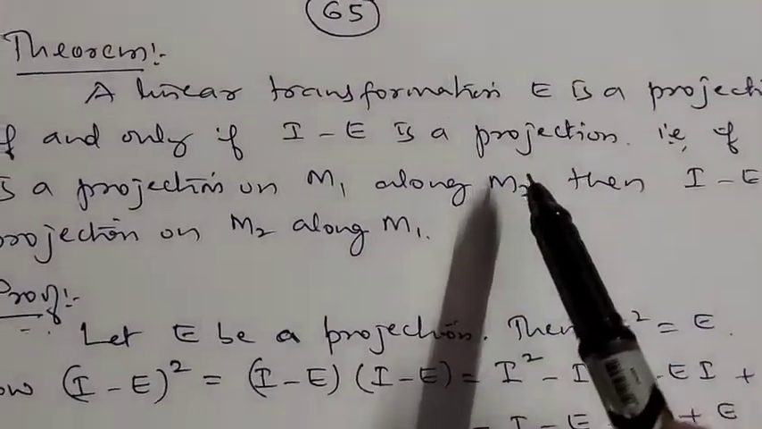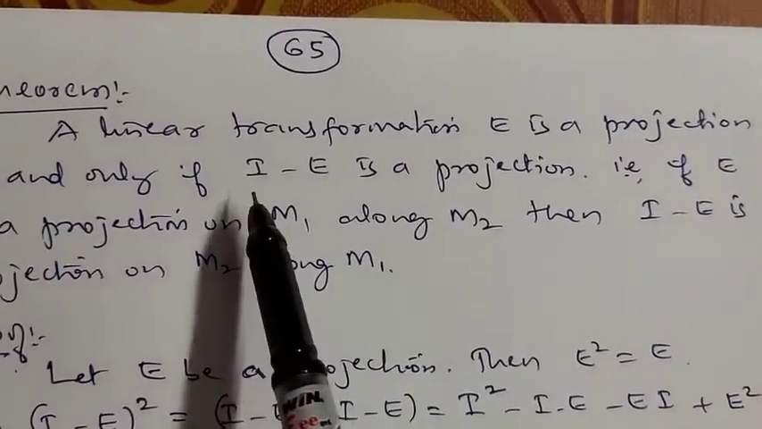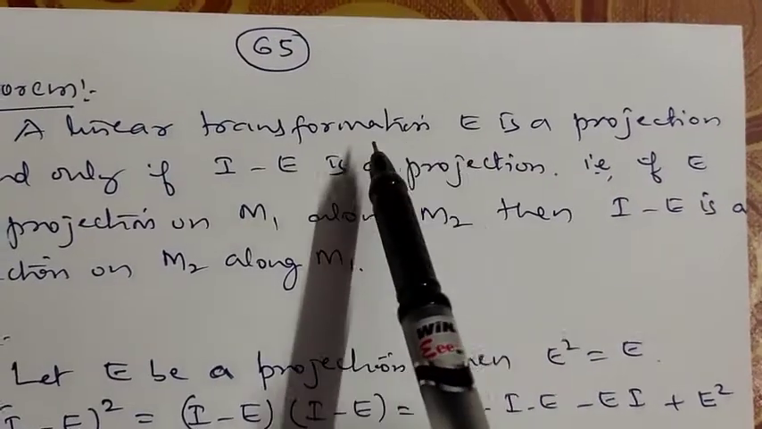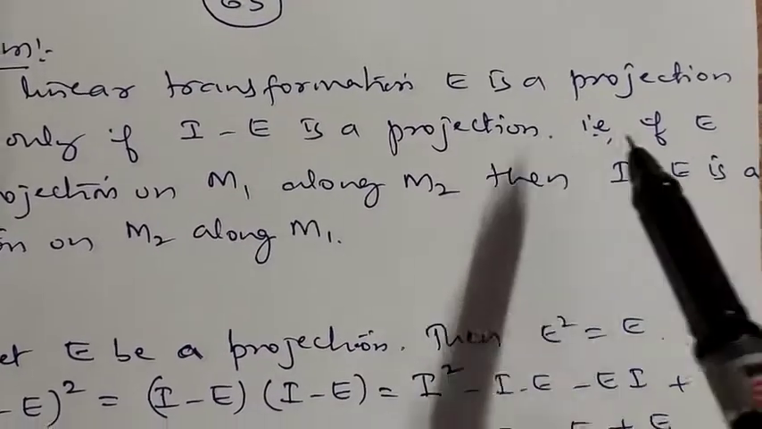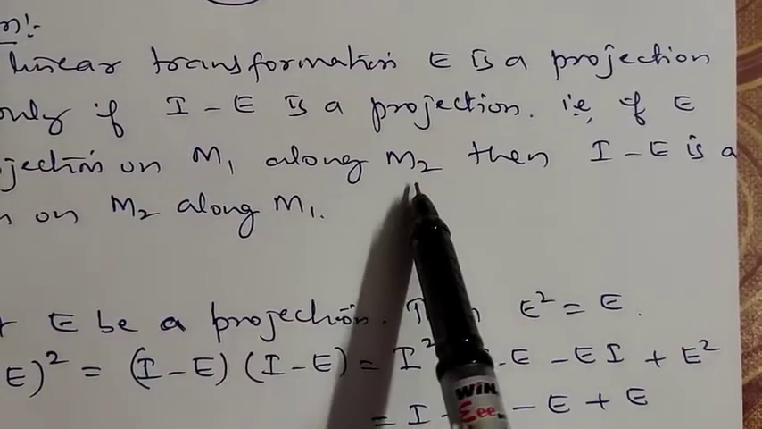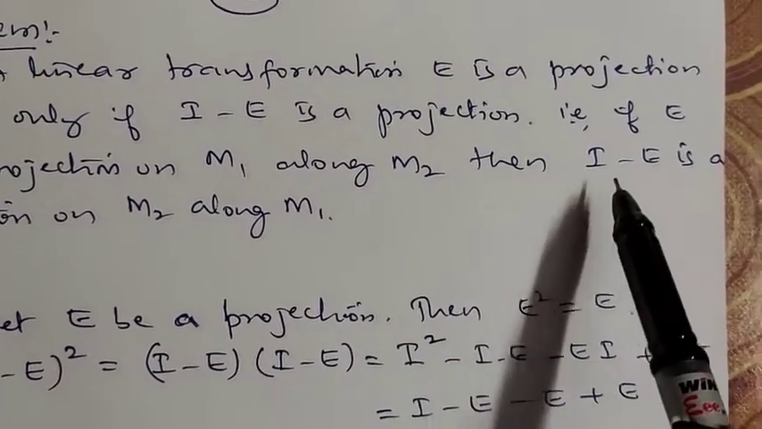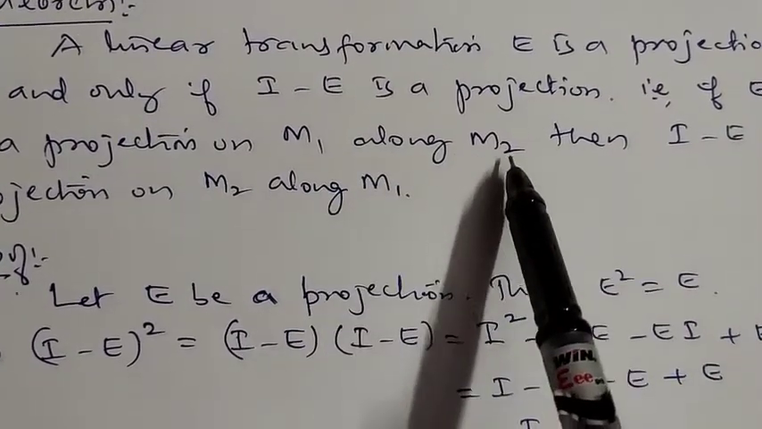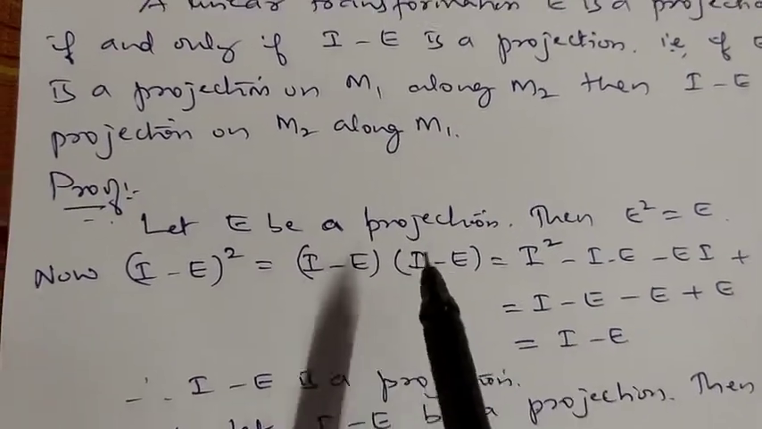Now let us take up the other result. A linear transformation E is a projection if and only if I minus E is a projection, the complement of this. That is, if E is a projection on M1 along M2, where M1 and M2 are subspaces of L, then I minus E is a projection on M2 along M1. Okay, let us prove this.